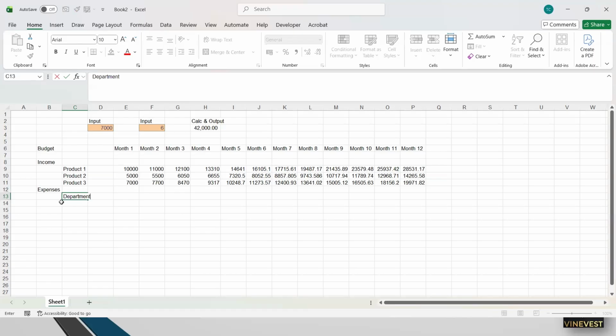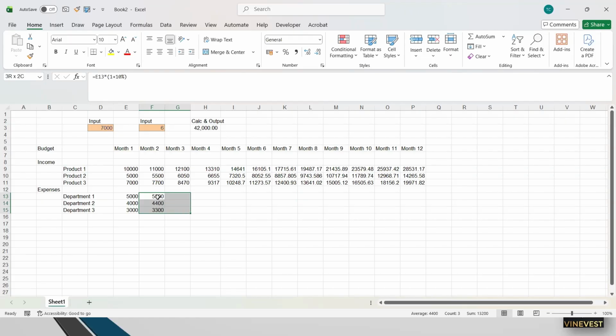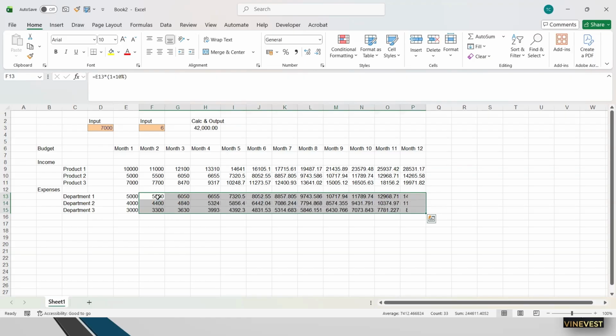So let's just name it department one, right? Then let's just say we have maybe three departments, just an example. So let's say this department has 5,000 in expenses, this one has 4,000 for that month, and this one has 3,000, right? So I'm also going to increment those expenses per month. Control V, Control D. Okay, so I'm going to drag to the right.